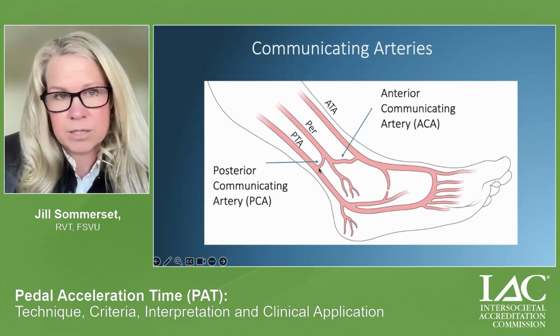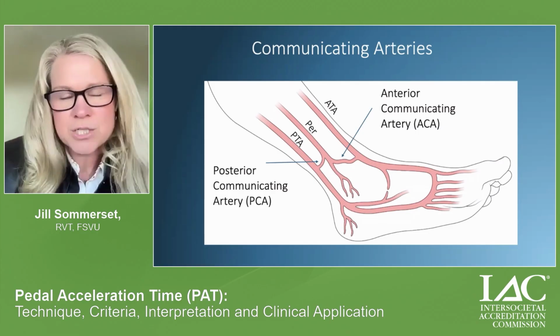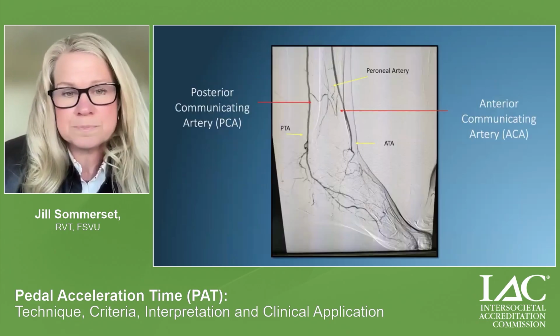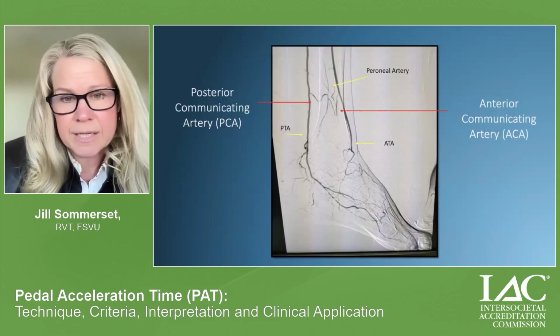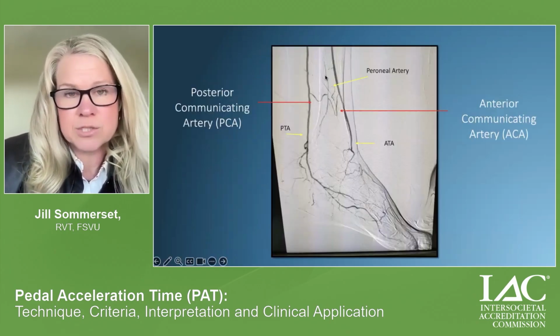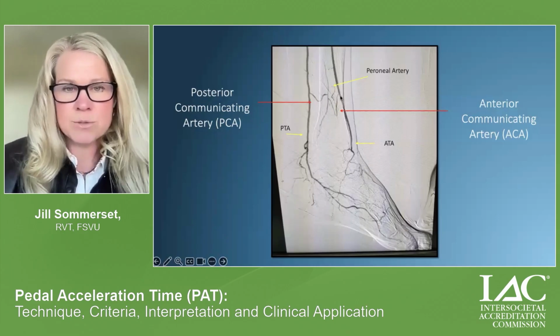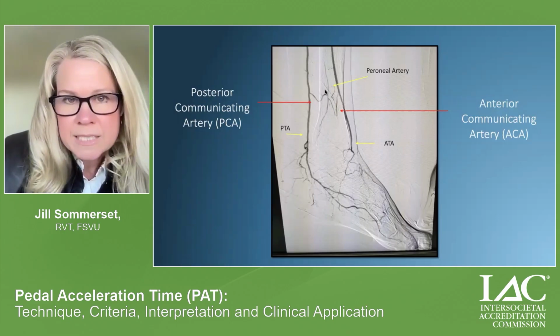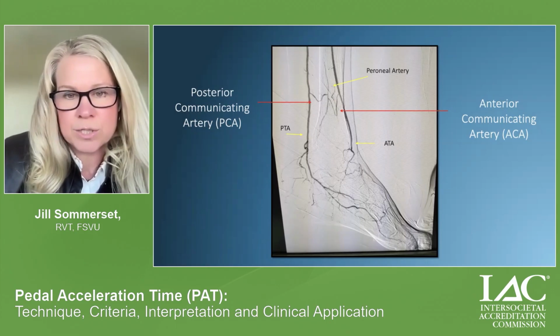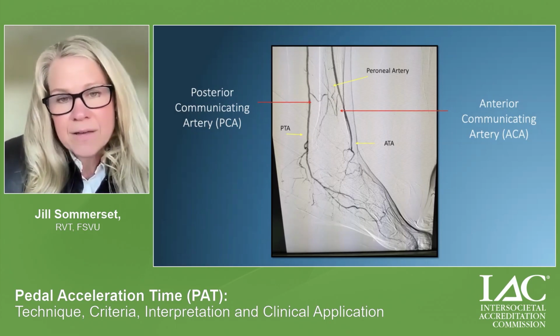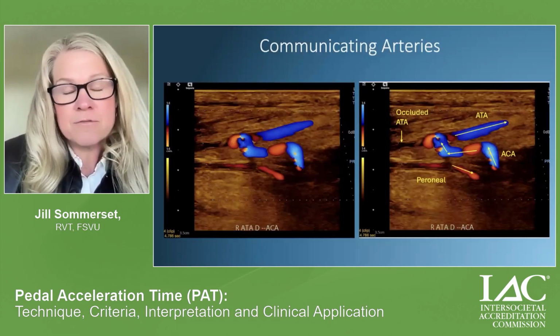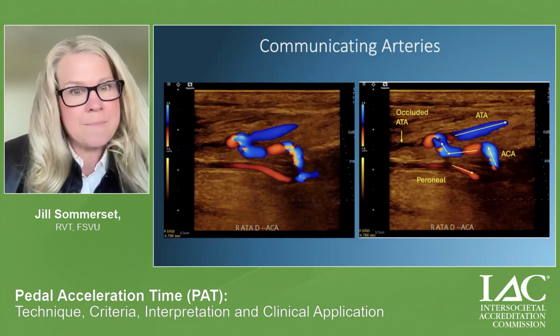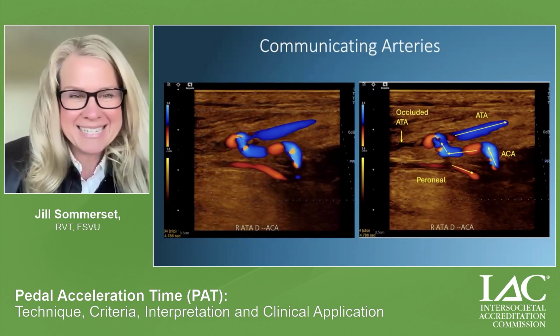And these communicating arteries can be bidirectional. It just depends on the demand of flow. So angiographically, we can see here, this is a very atretic peroneal artery, and you see these nice little serpiginous communicating arteries between the robust anterior tibial and posterior tibial artery here. So this is angiographically what it looks like. But from a duplex perspective, gosh, these can be so beautiful to scan.